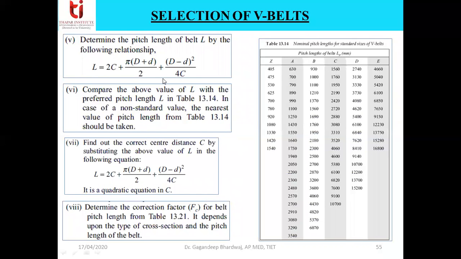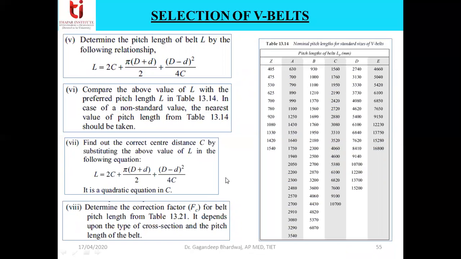In the next step, we have to calculate the length of the belt. The length of the belt will be calculated; center distance is known, diameter is known. Once we have calculated this length, we have to compare it with this table, that is 13.4, the nominal pitch length. If it is A-type and your value is coming 1440, it is near to 1430. So the nominal pitch length is 1430. Now we will substitute this pitch length into this expression in order to calculate the value of C, which is the center distance.